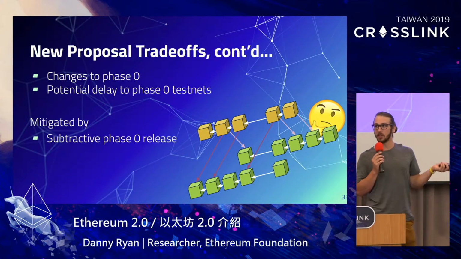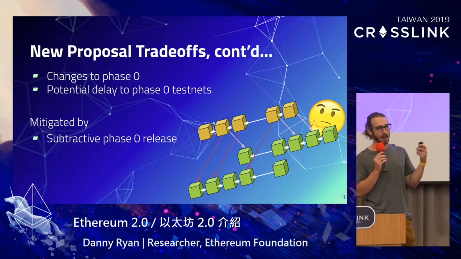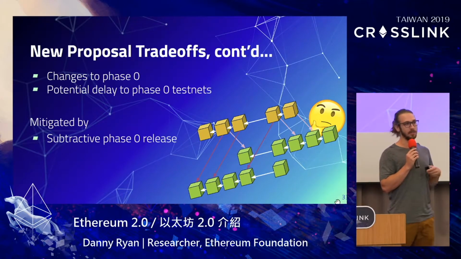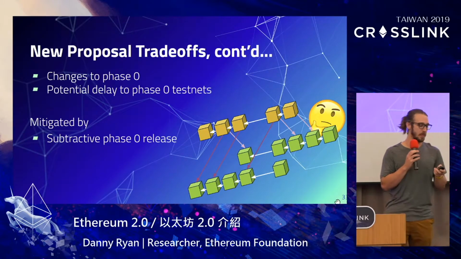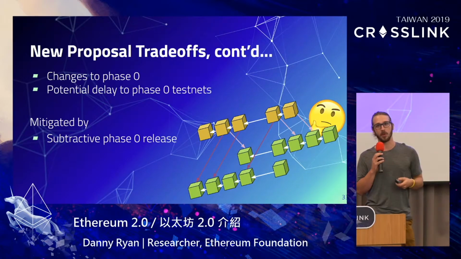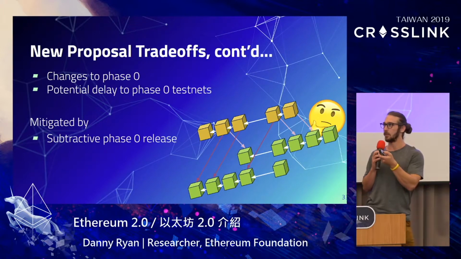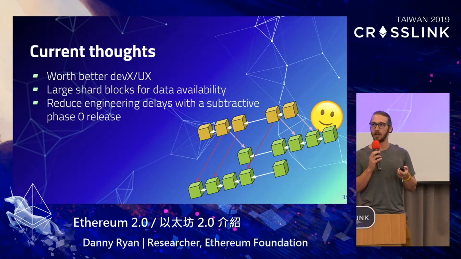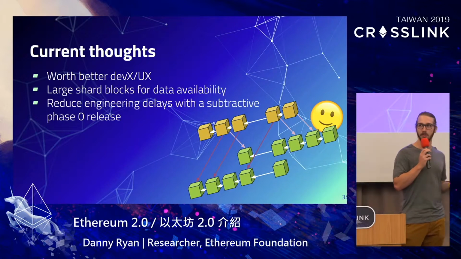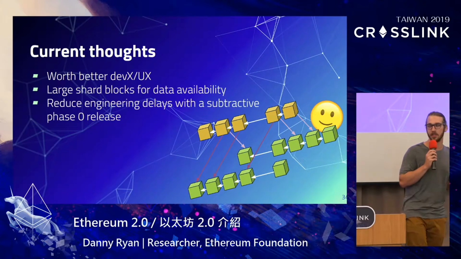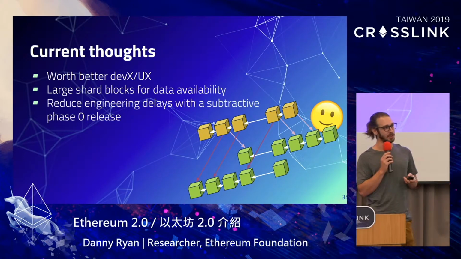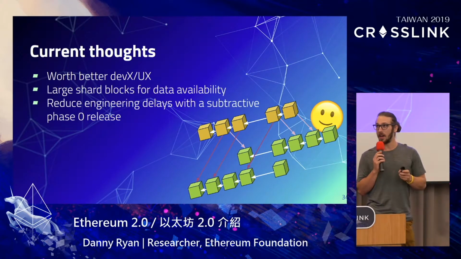This is largely mitigated by having a subtractive phase 0 release. So instead of in phase 0 having the infrastructure for crosslinks, essentially just cutting the crosslink infrastructure out, such that we can keep everything moving forward and not have to worry about testing this new idea before phase 0 continues forward. So the current thoughts on this proposal are, the win on the developer experience and the user experience seems too high for us to not go down this path.